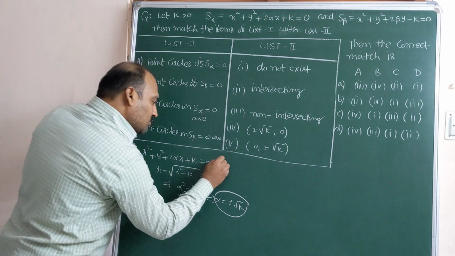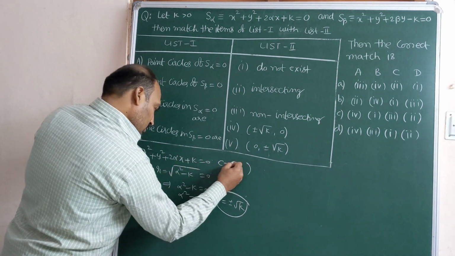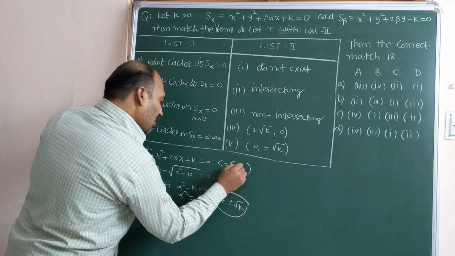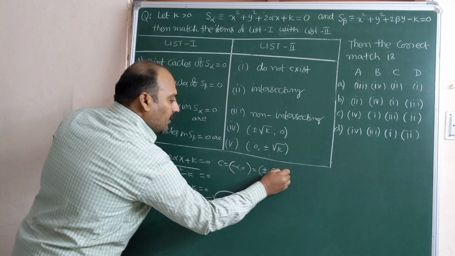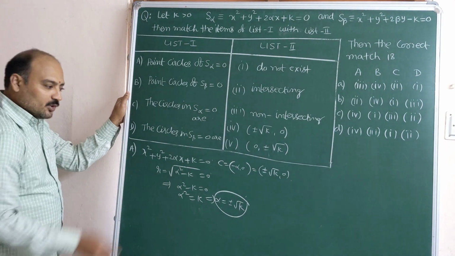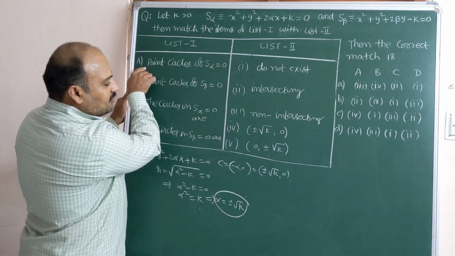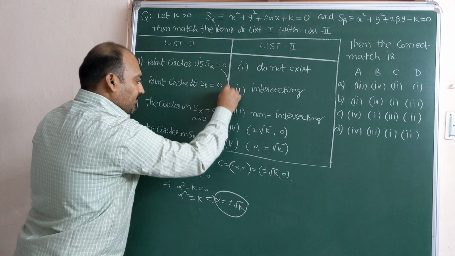So the center becomes what? Alpha comma 0, minus alpha comma 0. That means plus or minus root k comma 0. So for option A, the fourth one is right.